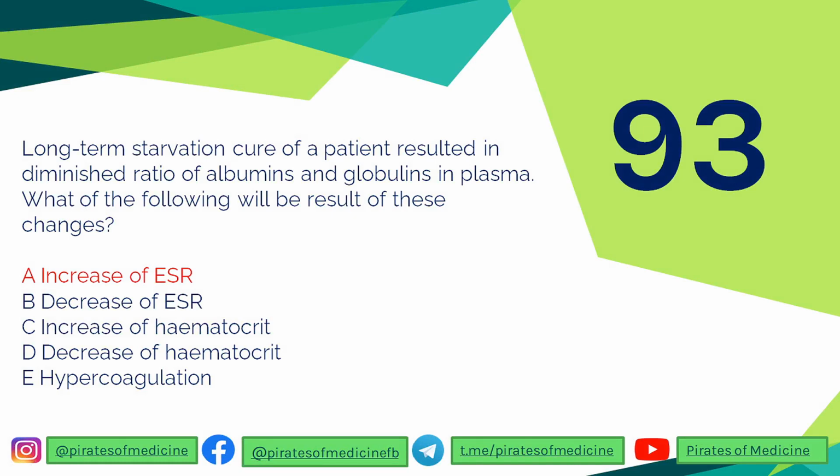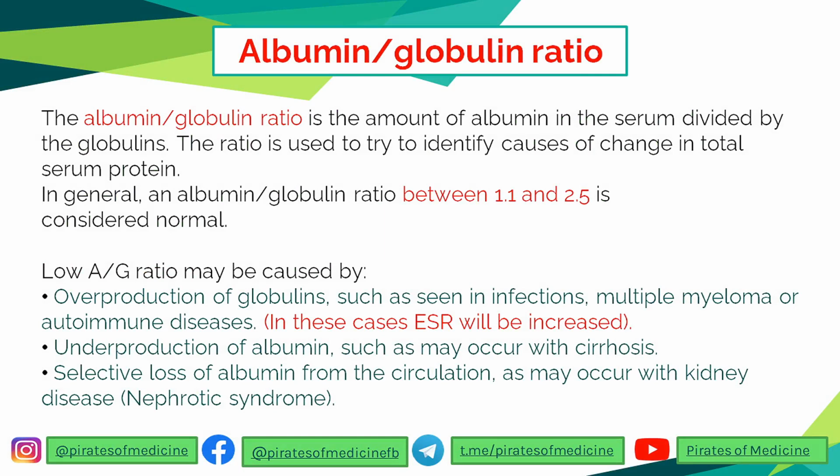93rd question is that long-term starvation cure of a patient resulted in a diminished ratio of albumins and globulins in plasma. Which of the following will be the result of these changes? So remember, globulin and albumin are two kinds of plasma proteins present in the blood. Albumin is responsible for a variety of transport functions, and globulins are of various types, the most common being gamma globulins, the antibodies. So we use a special measurement called the albumin globulin ratio to keep a record of some measurements of the plasma proteins in the blood plasma.